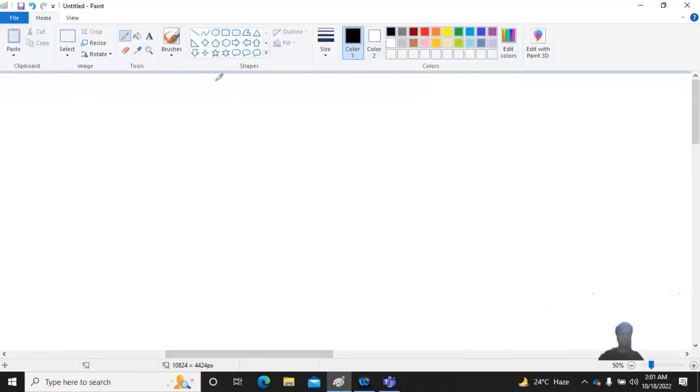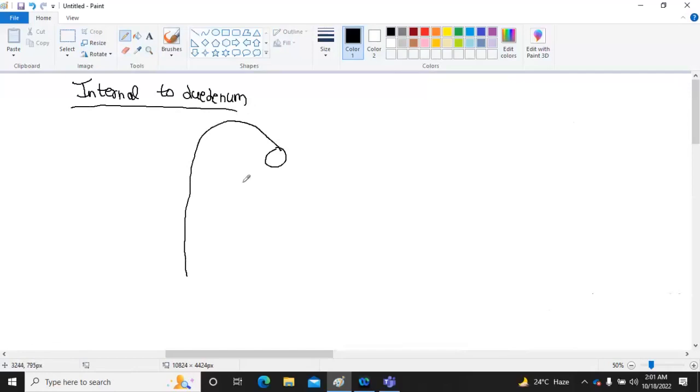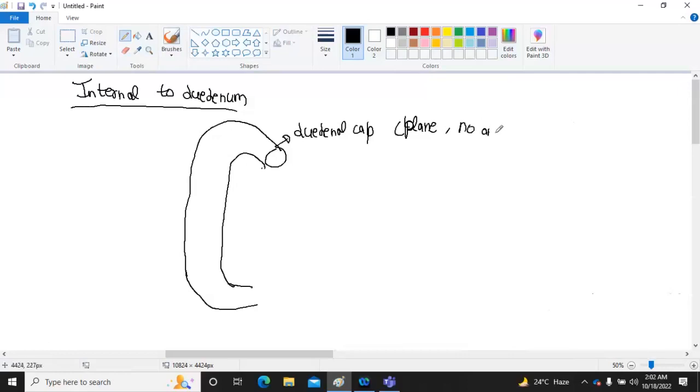Internal to duodenum, we again draw a part. This first part, second. Here, second part is most important. Done. In first part, it is continuation of pyloric. Anterior portion is also called duodenal cap, and it is plain. No any wall. It is plain, no any folds present here. Now come to the second part.